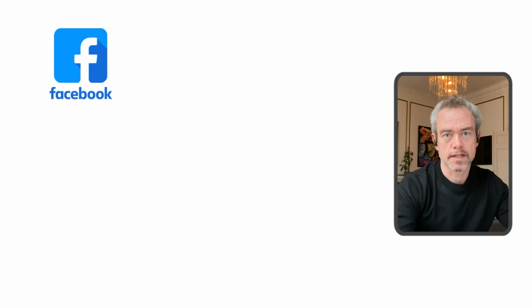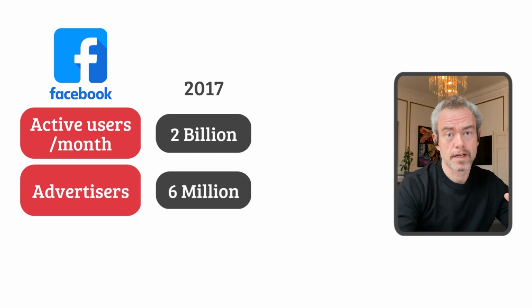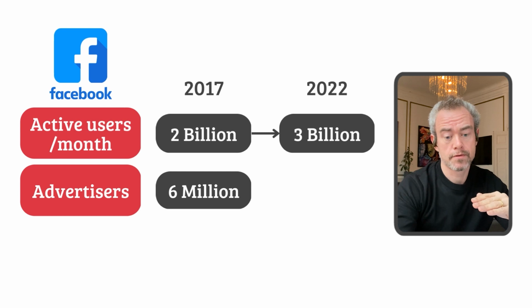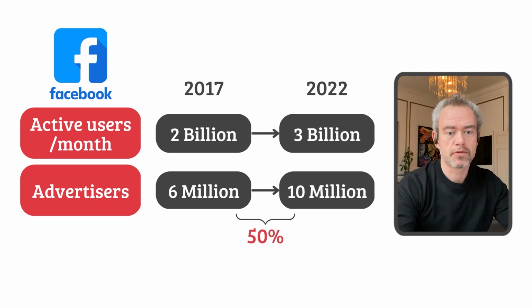So Facebook is a classic example. From 2017, when their advertising business was already mature, they grew from 2 billion monthly active users and around 6 million advertisers to last year, 5 years later, 3 billion monthly active users and about 10 million advertisers. So around a 50% increase in the intake of, let's say, customers, advertisers, and units of eyeballs, that's the monthly active users, but they more than doubled their revenue.